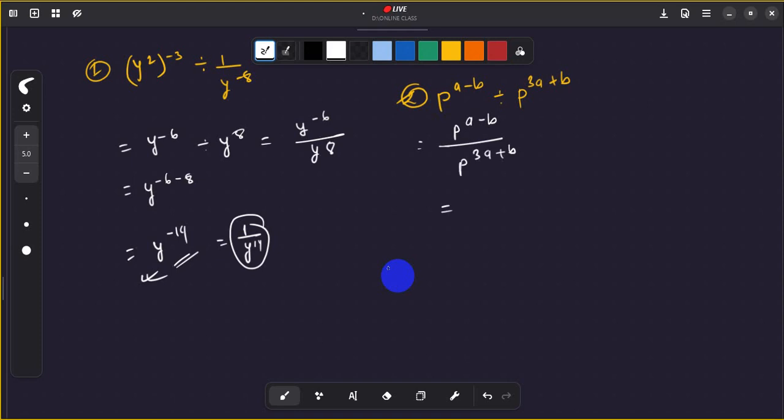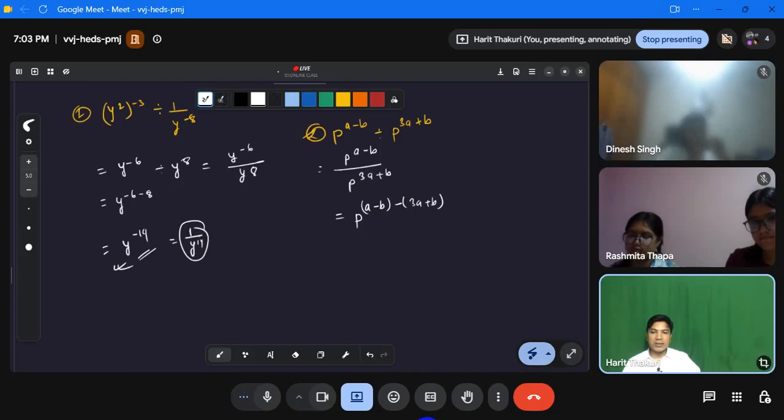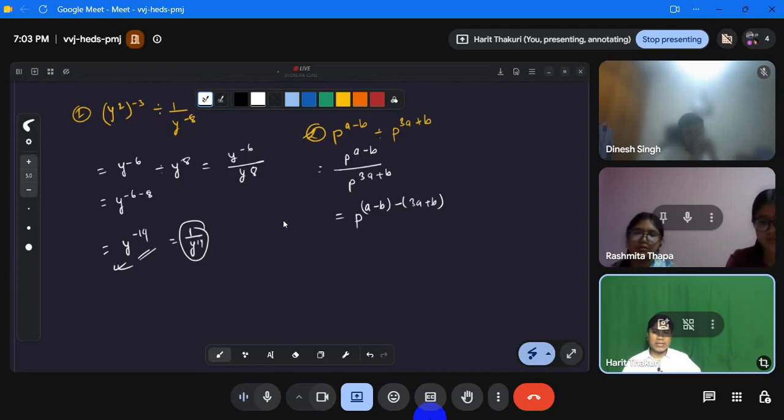Now it is in the division form. In this case, the powers get subtracted. The powers are a minus b and 3a plus b. So they get subtracted. Did you understand this? Yes. The powers are subtracted. There is a minus b and 3a plus b in the division form. So a minus b minus (3a plus b) will be there. 3a plus b should be kept inside the bracket. It should not be opened at once.